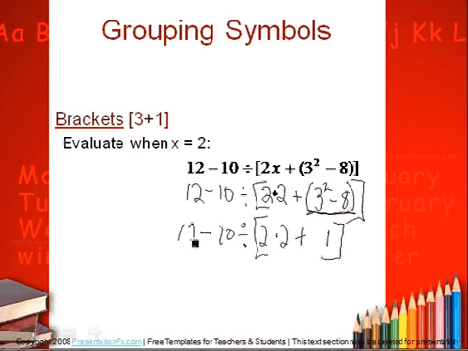minus 12. And when I'm bringing things down, I go in reverse. I don't know why. You don't have to do it that way. I'm backwards a lot of times. For me, it helps me keep it in order.